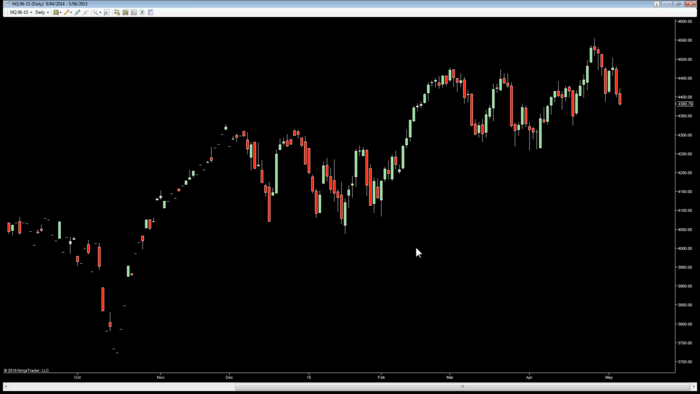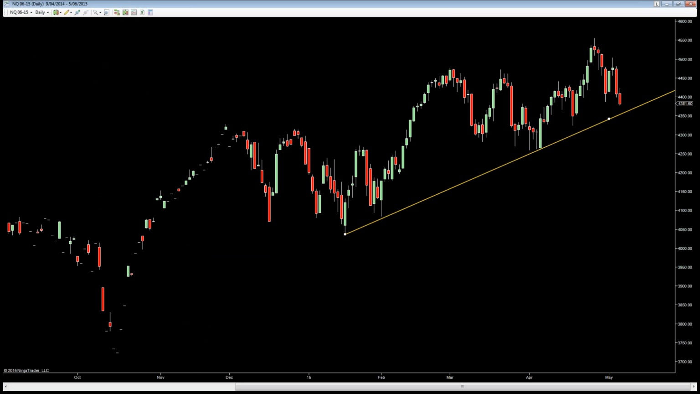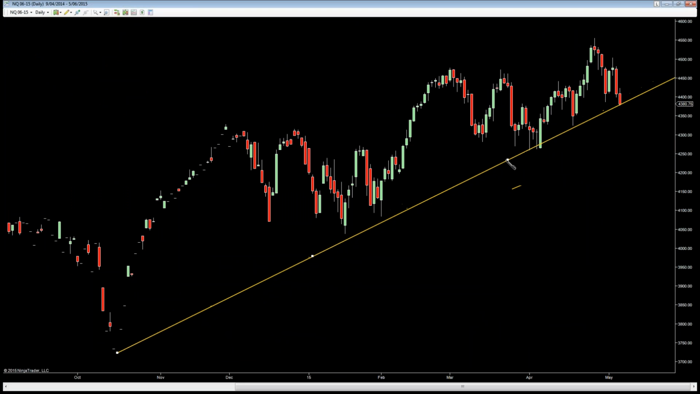This is a daily chart of the NASDAQ. There's nothing magical going on here. You just shoot a trend line across these lows. Oops, drew the trend line the wrong way. Let's do it this way, shooting it from down here. There we go. So there was a good chance the market was going to try to tail off a little bit.